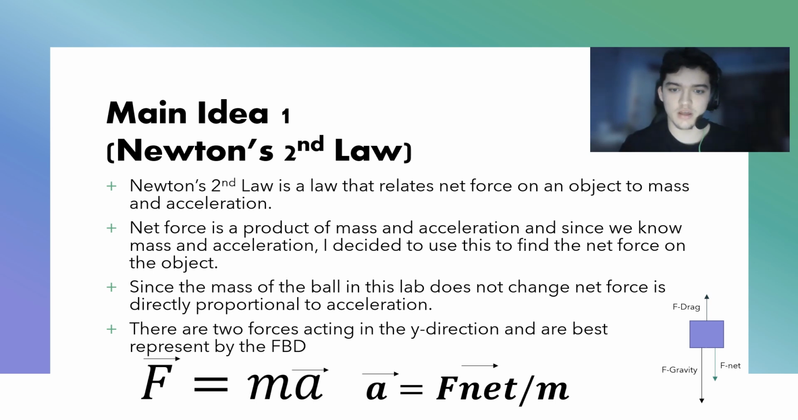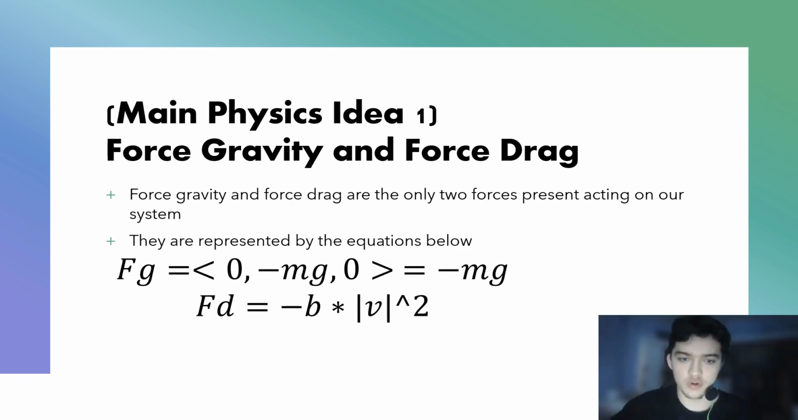Newton's second law is a law that relates net force as a product of mass and acceleration. Since the mass of the ball does not change, net force is directly proportional to acceleration. The two forces acting in the y direction are represented in the free body diagram in the bottom right, and the two equations are represented at the bottom of the page. Force gravity, represented by the first equation, Fg equals negative mg, and force drag, represented by the second equation, are two forces acting on our object in this experiment.